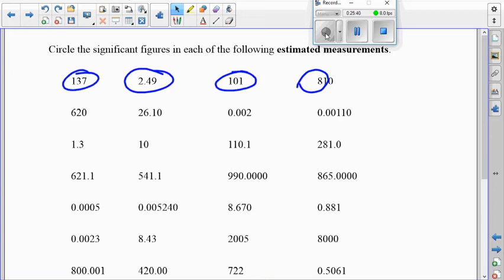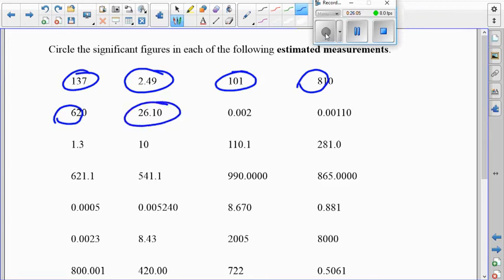Let's just do one more row together. 620, what kind of zero is that? Trailing. Is there a decimal? No. Do we know if they measured it or not? No. So we're forced to assume they didn't, and so they estimated that. 26.10. That is a trailing zero, but there is a decimal. So we're assuming that they did in fact measure that zero.